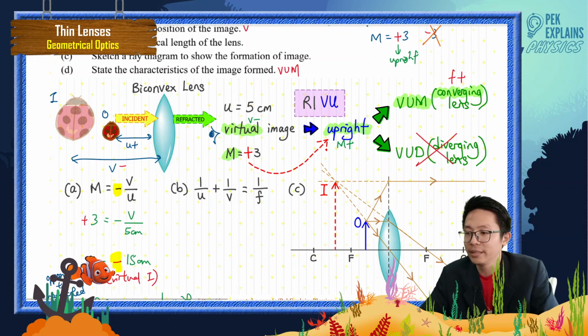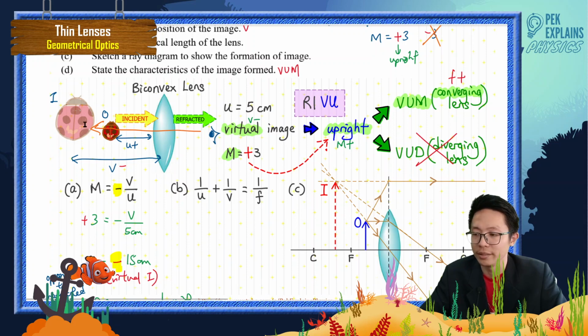What I can see is this one. My eyes looking at the ladybird, I see a bigger image over here. The image is formed on the opposite side of the refracted ray. See the bigger image over here. Yeah, it's a virtual image.